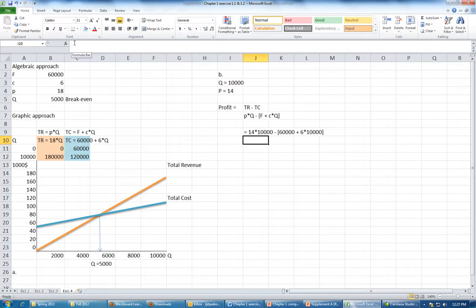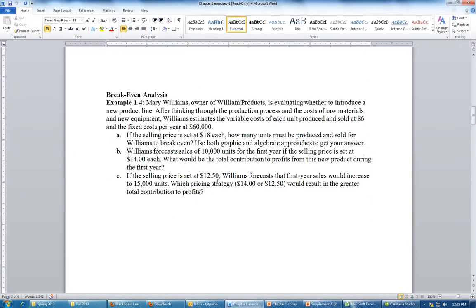Which you will find out that the total revenue is about $20,000. Okay, next, part C asks: if the selling price is set to $12.5 and the new volume is increased to 15,000, which strategy is better?